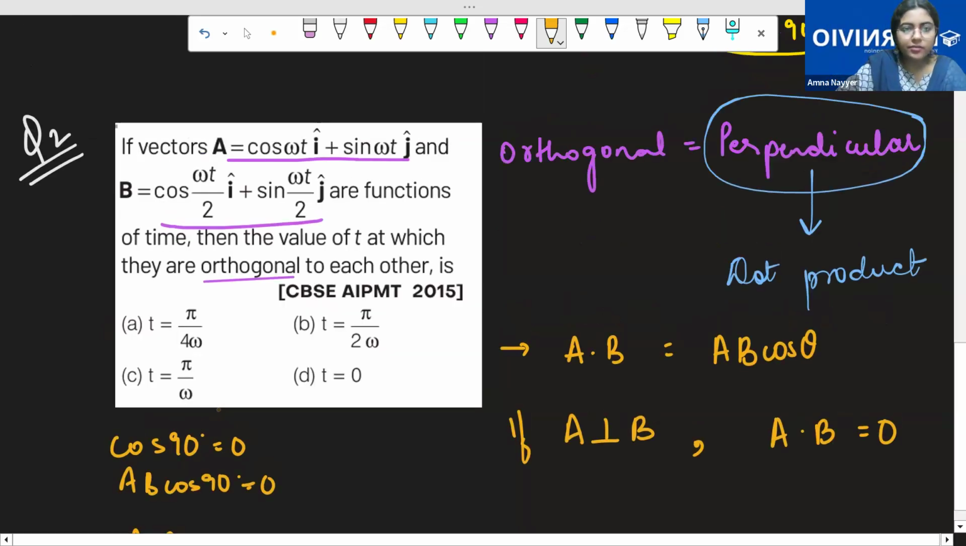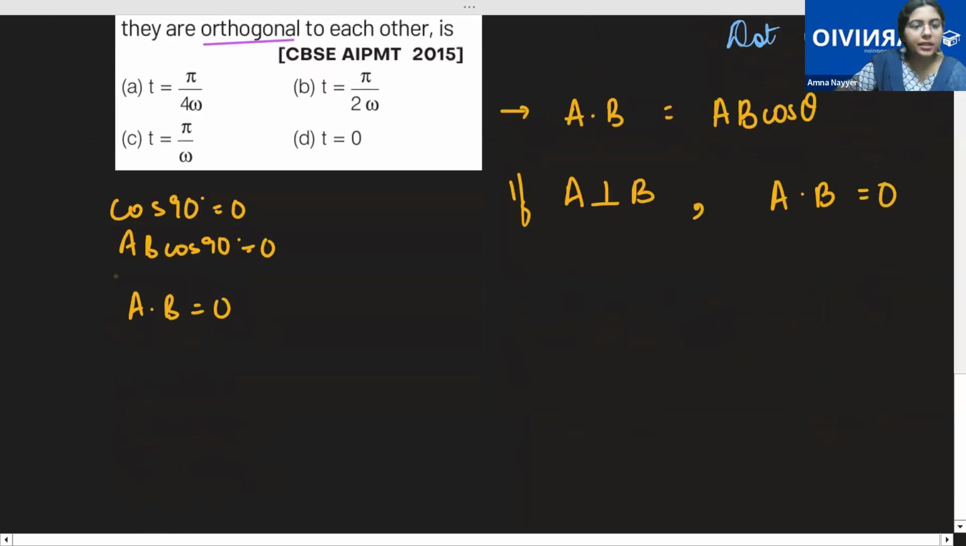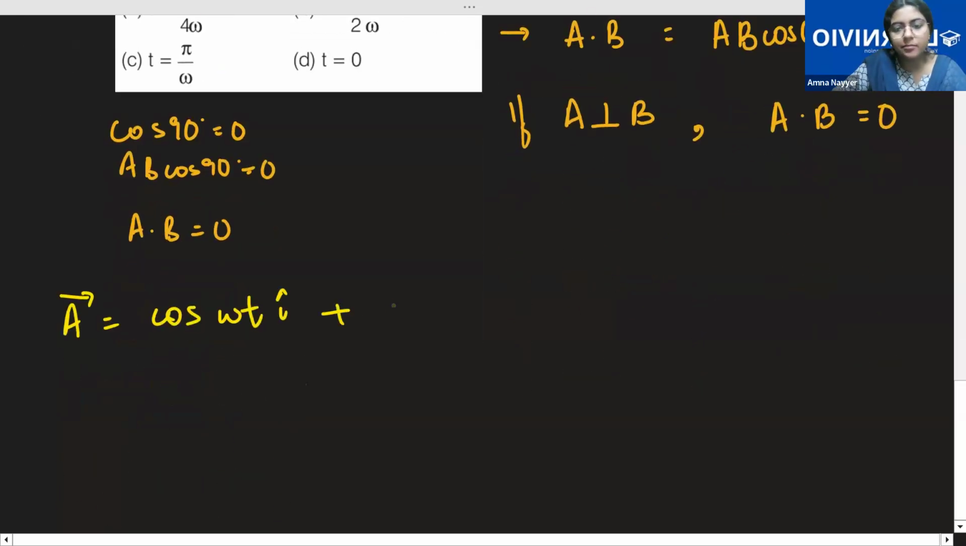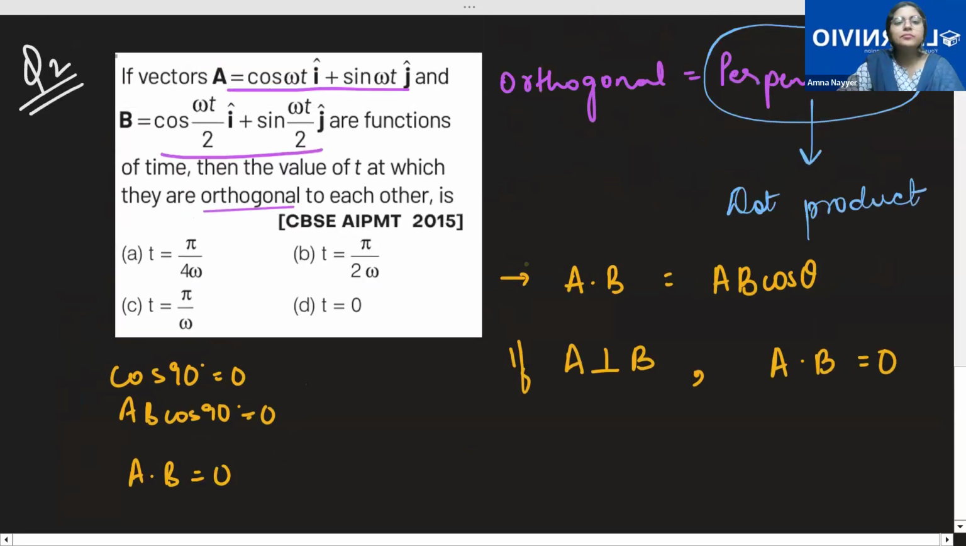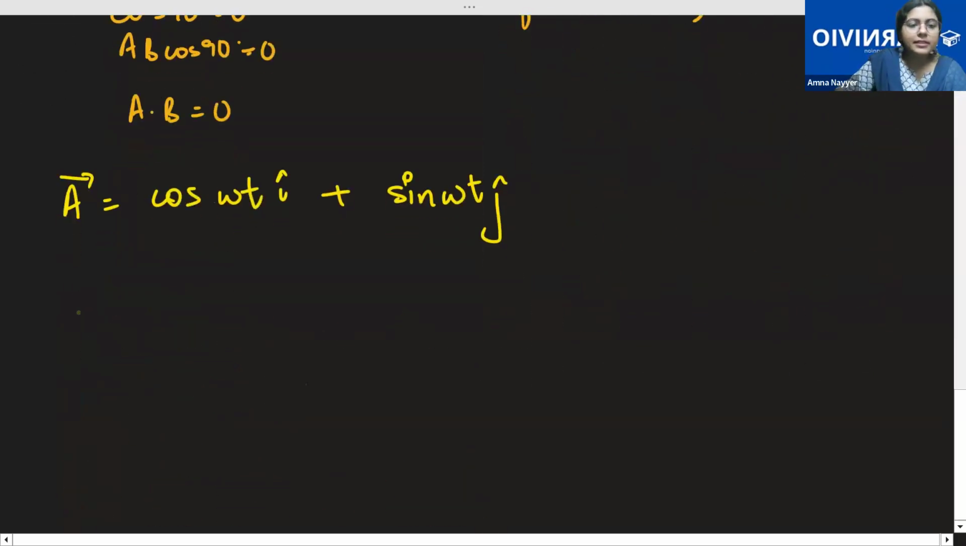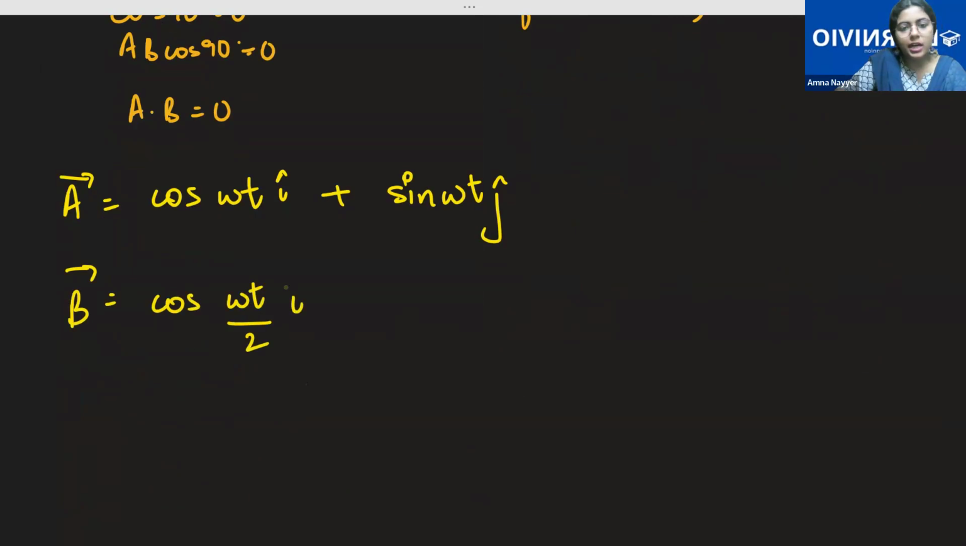Now let us write what we have. We have A as cos omega t i cap plus sine omega t j cap. The second is B, which is cos omega t by 2 i cap plus sine omega t by 2 j cap.